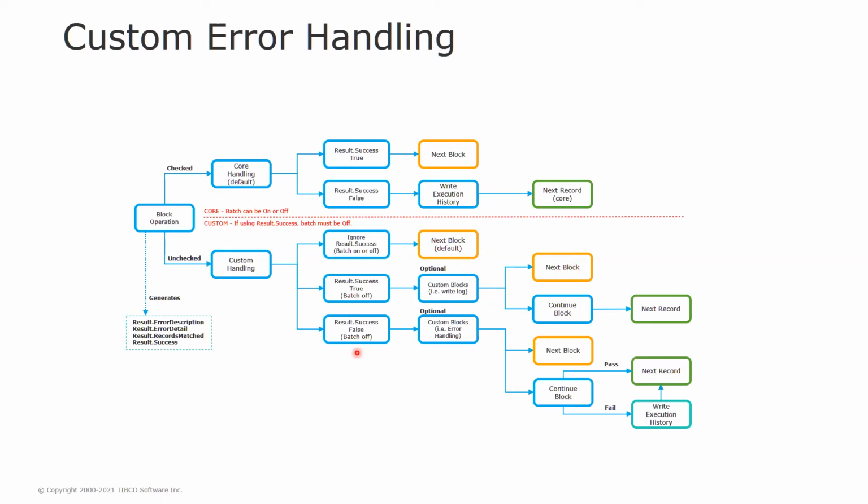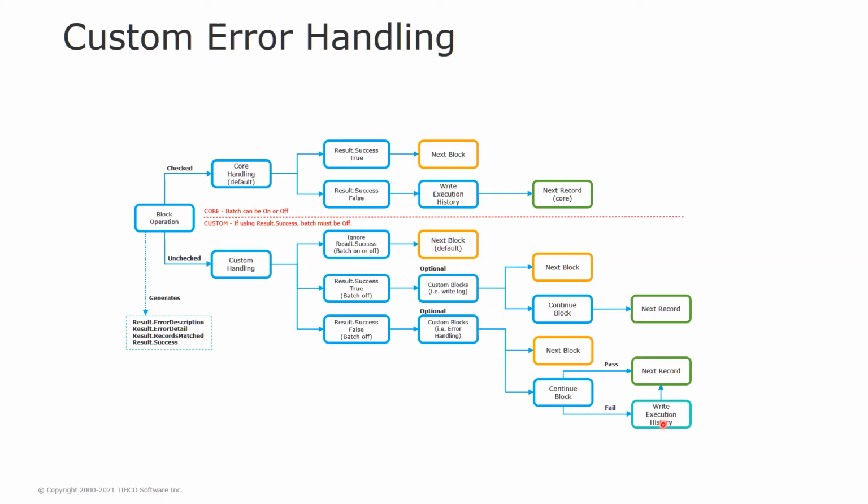Most commonly, though, if it's false, you're going to write that out, and then you may decide what the program flow is going to be afterwards. And you have some different options here, right? You could write it out and go to the next block. You could write it out and go to the next record. You could also write it out to the execution history, or not write to the execution history. If you write to the execution history, you will have it both in your log as well as in the execution history, so this will show up.